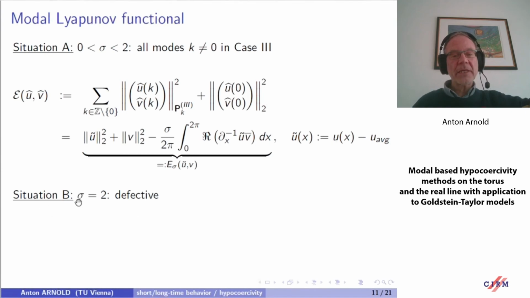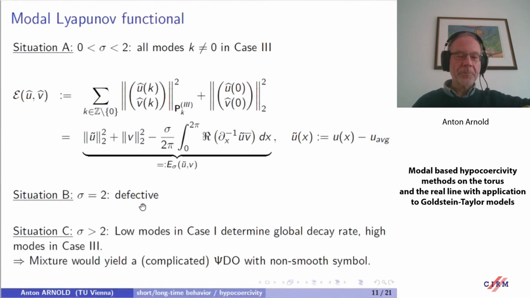Situation B is when sigma is equal to 2. This is defective, and for the purpose of this talk I will skip that. Then we have the relevant situation C, where the relaxation rate is larger than 2. In this case, we have a mixed situation. The low modes are in the first case from the previous slide, so they correspond to real eigenvalues, and they will only determine the global decay rate. And the high modes are in case 3. They are these complex conjugate eigenvalue pairs.